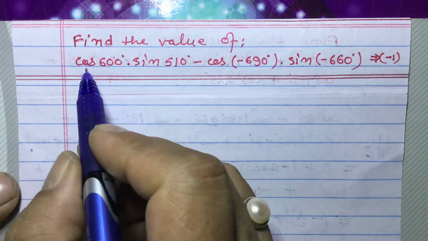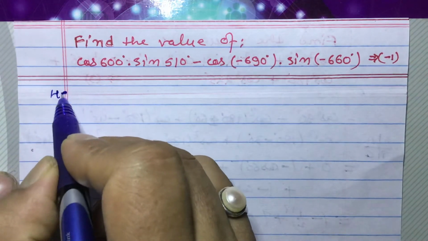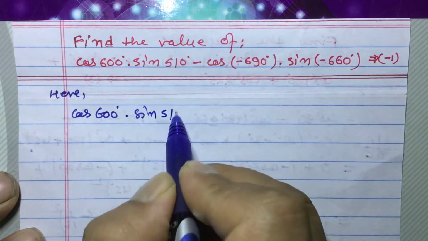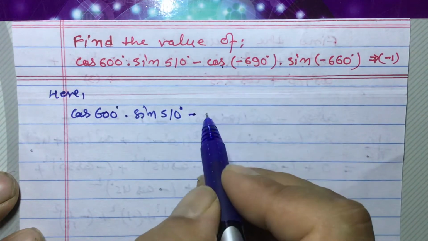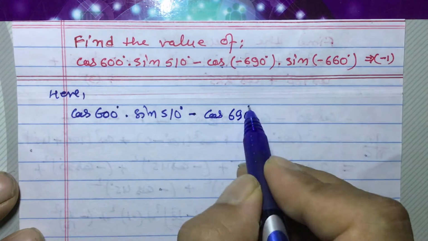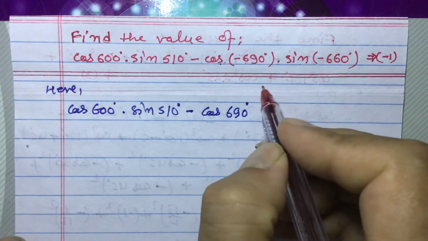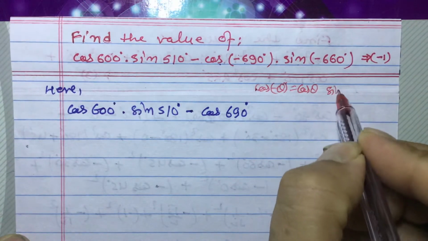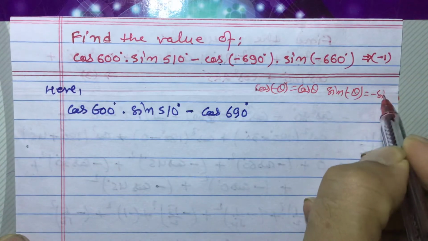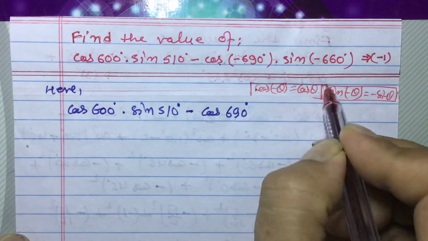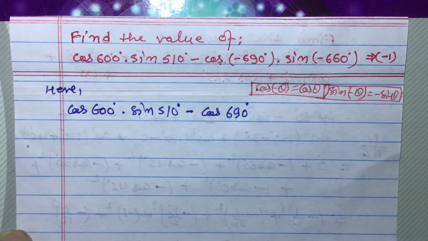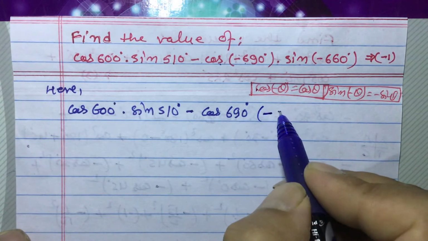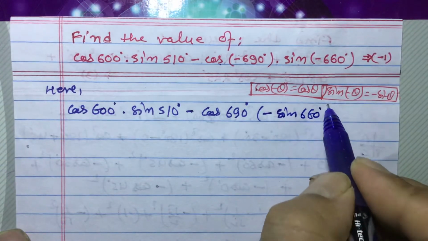Now here let us write down this one. Our question is cos 600 degree times sine 510 degree minus cos minus theta, which is just cos theta, so cos 690 degree we can write. Why? If there is cos minus theta, then this equals just cos theta. Instead of cos, if there is sine, sine minus theta, then this will be equal to minus sine theta. So these are the two formulas, and we can do according to this. So this is cos 690 and minus sine minus theta, so minus sine 660 degree we can write like this.